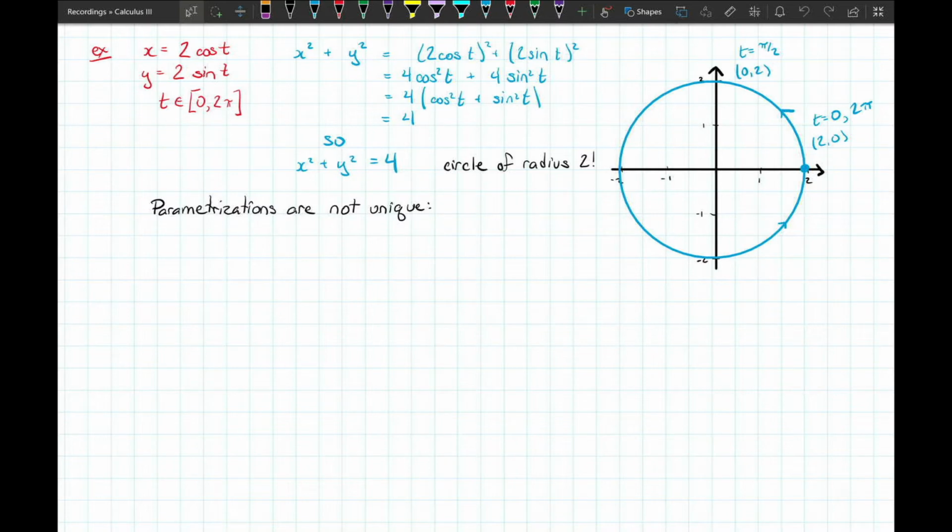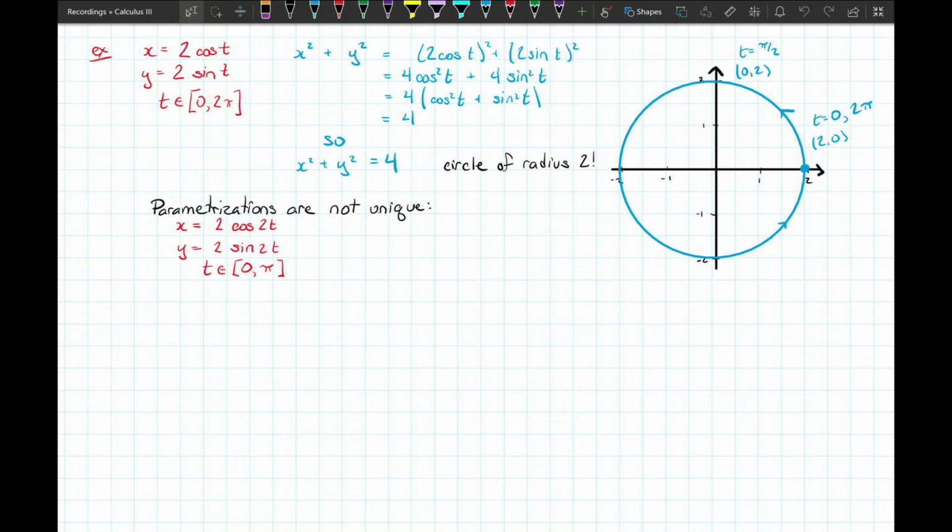For instance, if I wanted to change the speed at which I'm traveling around the circle, then maybe I'll replace t with 2t, in which case my parameter domain would only need to go from 0 to pi. This is essentially going around the circle faster. I'm going to reach one complete rotation of the circle from 0 to pi instead of having to take from 0 to 2 pi, but it'd be exactly the same shape.